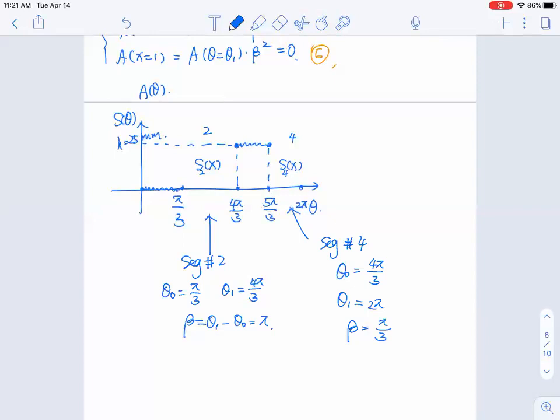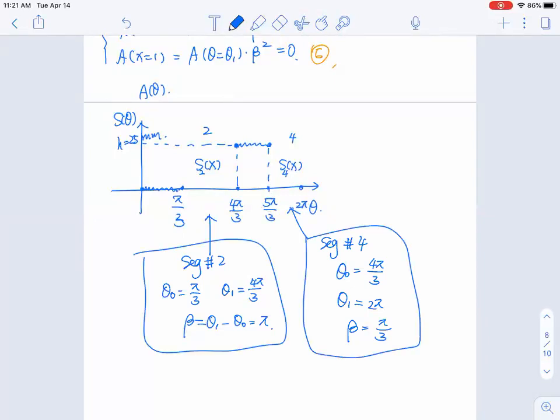So you have to remember that your theta naught, theta 1, and beta will be different in different segments. The example in this lecture is very special, because your beta is the same in different segments, but in practice that's not always true. So pay attention and make sure you calculate the beta in each segment individually.